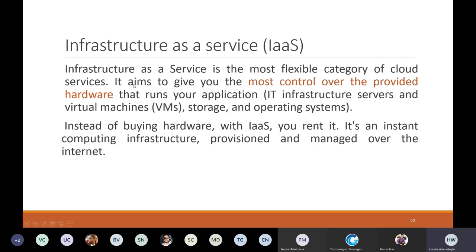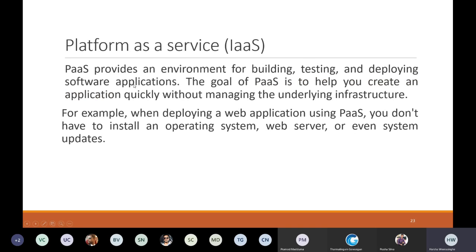So that's IaaS. If you go to platform as a service, you won't get the opportunity to work with the operating system. You can't hold the operating system. It provides an environment for building, testing, and deploying software applications. The goal of PaaS is to create an application quickly without managing the underlying infrastructure.